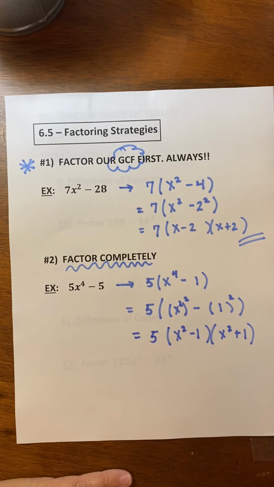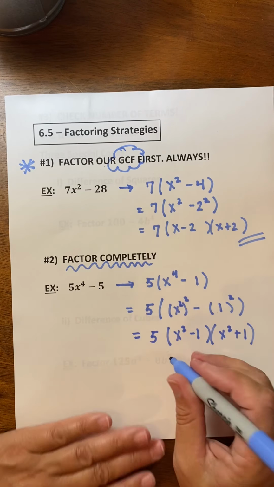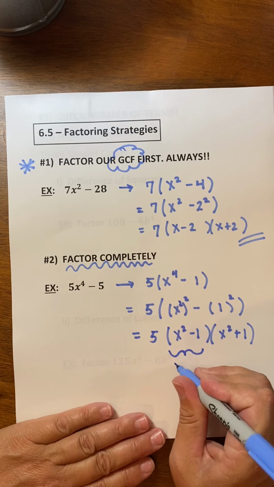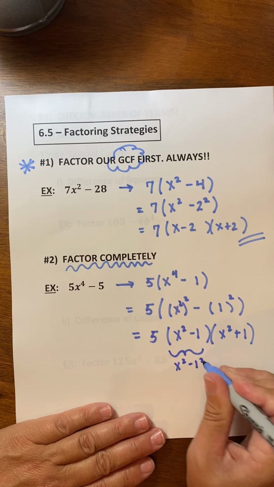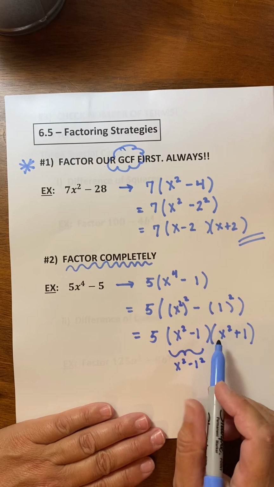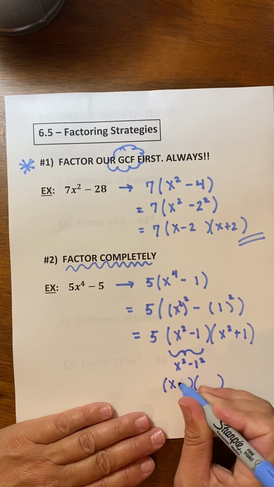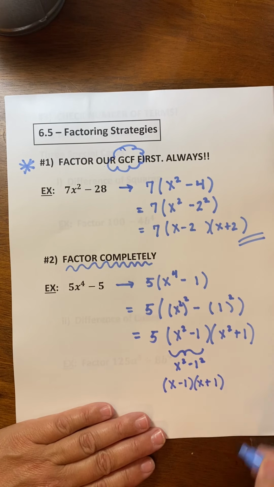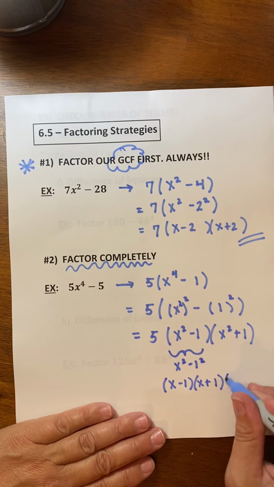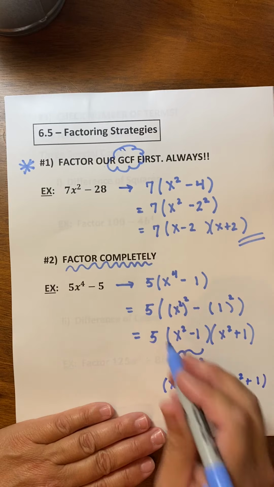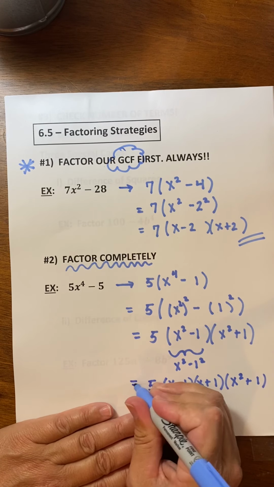But we're not done yet. Notice right here, this is the difference of squares too. This is x squared minus 1 squared. So x squared minus 1 can be factored even further. That's x minus 1, x plus 1. X squared plus 1 is the sum of squares. The sum of squares does not factor, and we bring the 5 down.